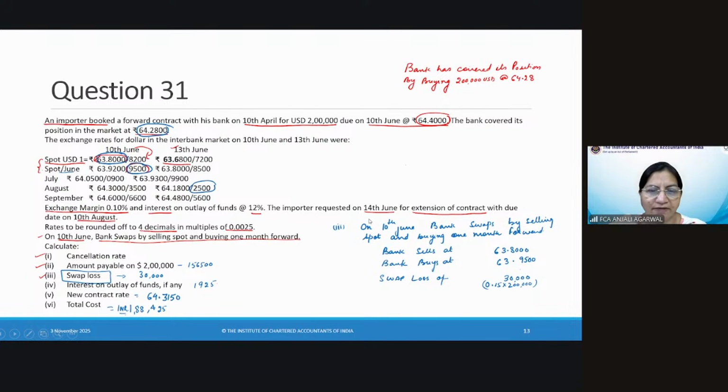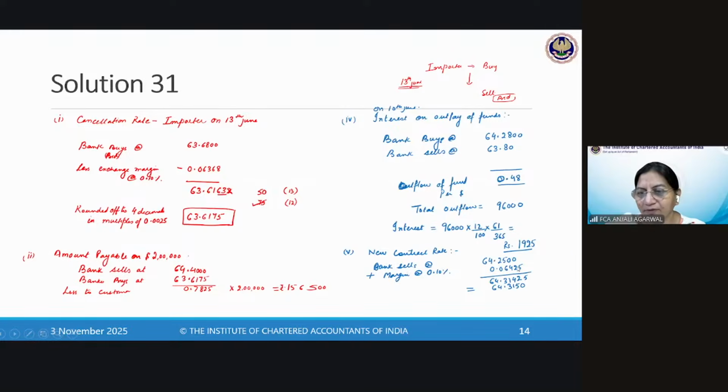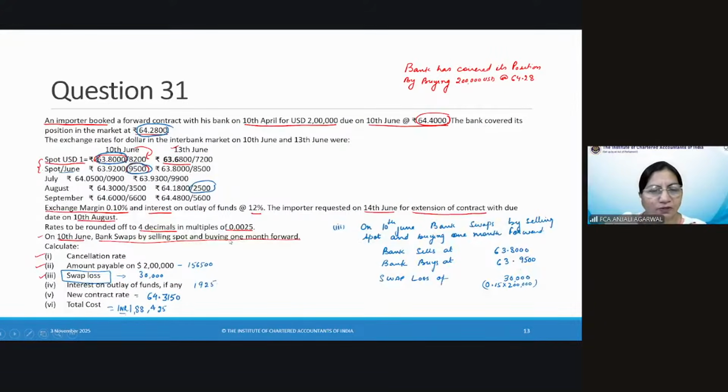The new contract rate would be applicable for 10th August, but the rates that are given on 13th June will apply. So a new rate has to be quoted again for the importer, ask rate 64.25. On 64.25, we will add the margin of 0.10%. So the new rate that will be quoted to the customer is now 64.3150. So this is the new contract rate.